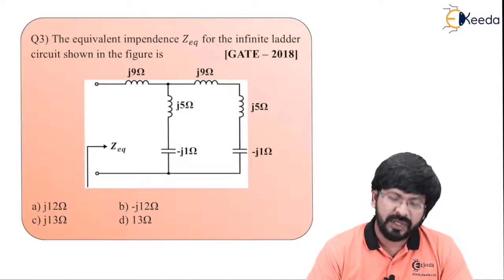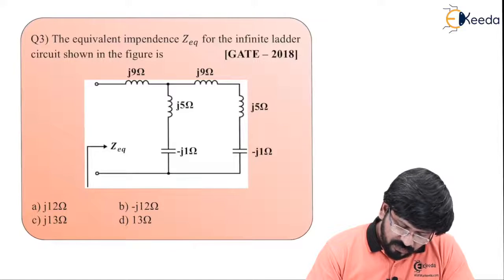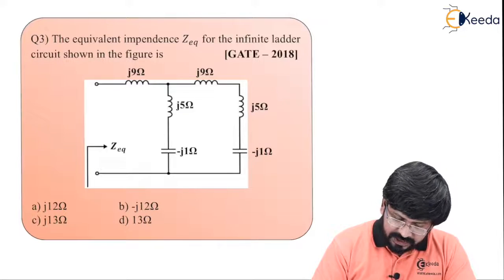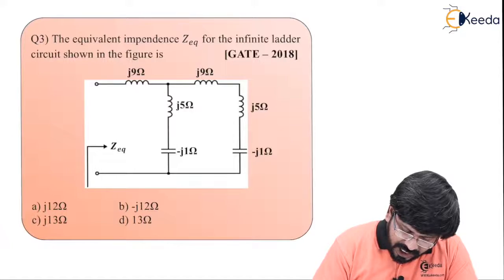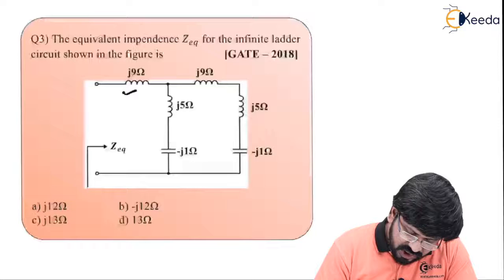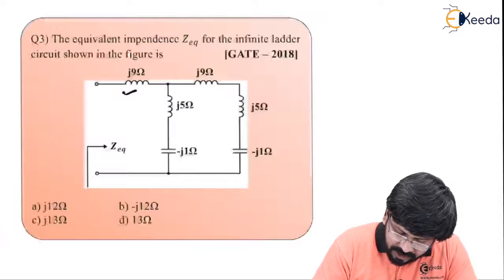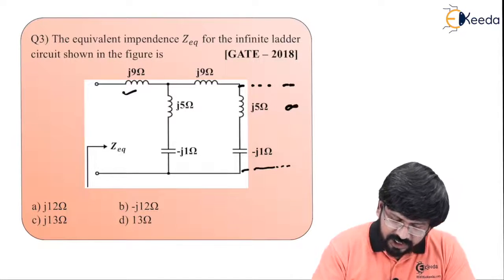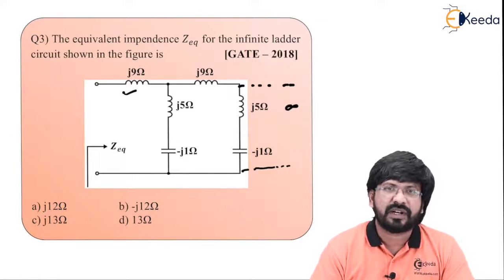Question number 3 has now appeared on the screen. It says the equivalent impedance Z equivalent for the infinite ladder circuit as shown in the figure is. It means this is a never ending circuit. Let me explain. As you can see, here it is J9. After that, you have a branch of J5 minus J1 and so on. This is something which is only going to repeat. This is a never ending circuit, and for this circuit, you have to find Z equivalent.